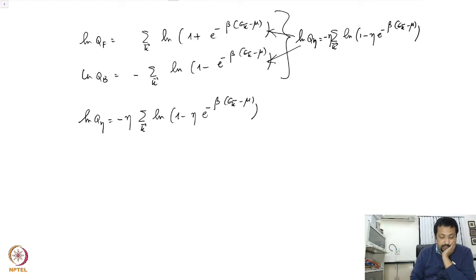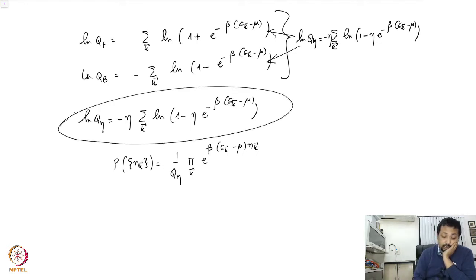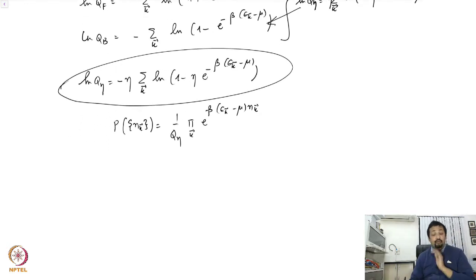In the grand canonical ensemble, the different single particle states are occupied independently with the joint probability p of n_k, which is given by 1 over Q_eta times the product over k of e to the power minus beta (epsilon_k minus mu) n_k. So once you know this ln of Q_eta, I can calculate the thermodynamic quantities, and we start off with the average of the occupation number n_k.